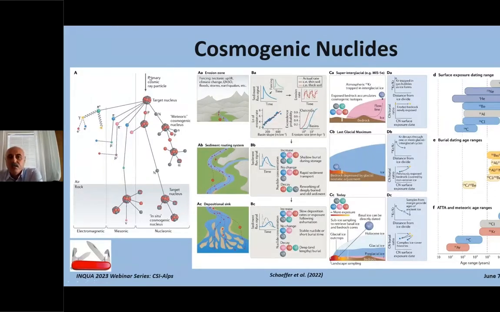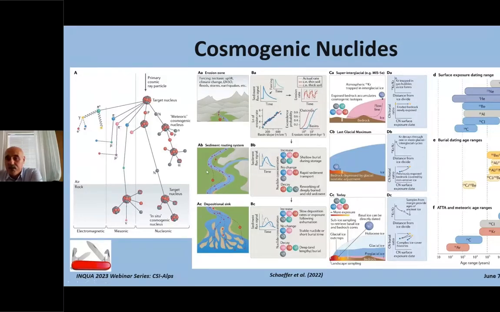So what happens is our Earth is continuously bombarded with cosmic rays, and the cosmic rays enter the atmosphere and react with elements such as oxygen and nitrogen, and they collide, and there is the formation of tertiary and secondary cosmic rays because of these collisions. Then if they enter the crystal lattices of minerals, you have the formation of cosmogenic nuclides.